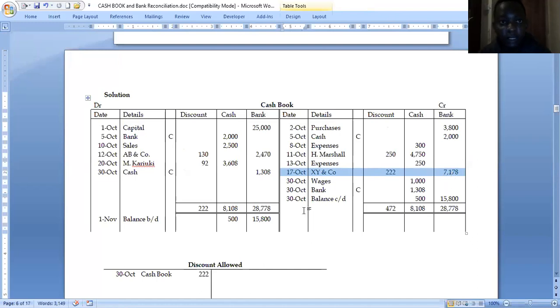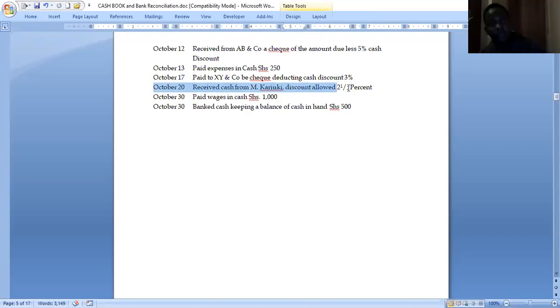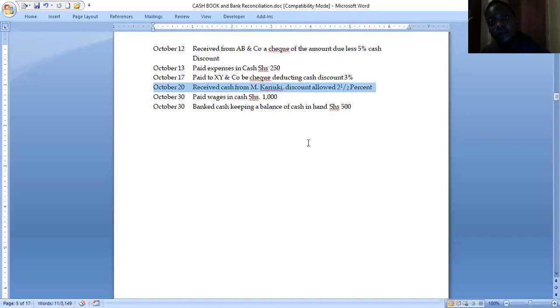Then we proceed to the other transaction. Received cash from M Karaoke, discount allowed 2.5%. So in this case, we have three accounts here. We have cash account, which is increasing, therefore debit. We have M Karaoke, which is a debtor. A debtor is an asset. It's decreasing, therefore credit M Karaoke.